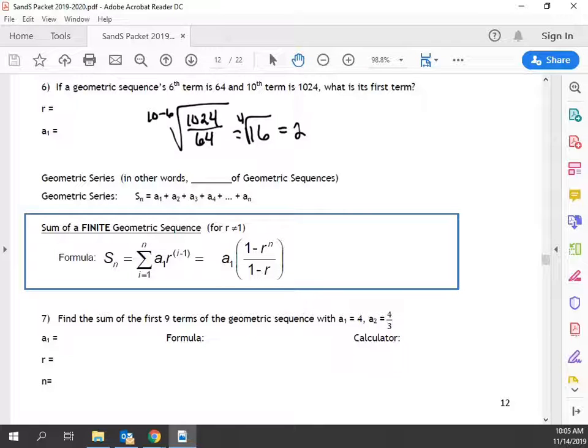Common difference: difference in values over difference in terms. Common ratio: I don't want to use different words, but the quotient, which means divide, by the root of the difference in terms. Do you see where the 10 minus 6 comes from? You see where the 10 and the 6 come from? That's a difference in terms, because that's how many times you had to multiply in order to get from 64 to 1024.